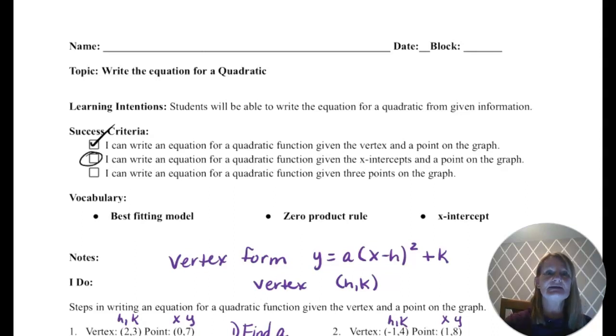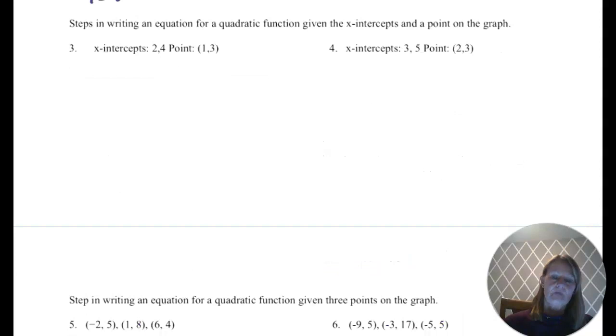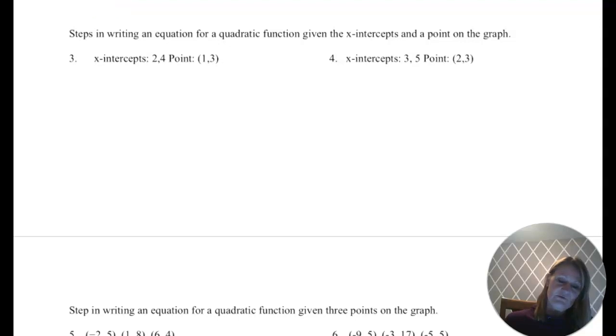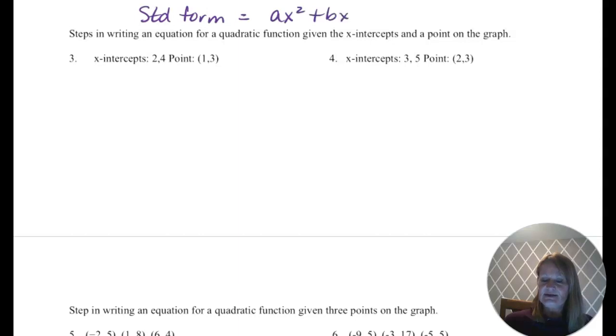So let's go ahead. We're going to find this one very similar to what we did last time, except I actually think this one is easier if we write it in standard form. And if you remember, standard form is ax squared plus bx plus c. And the other thing to remember is the zero product rule.